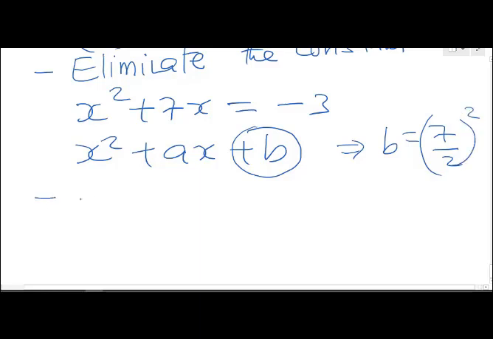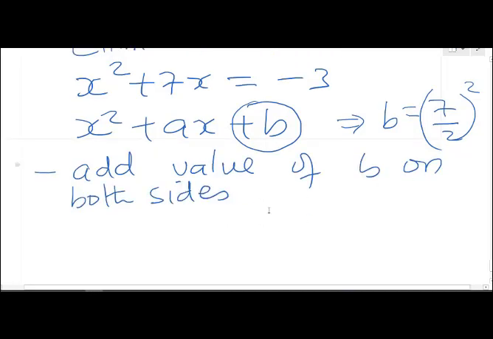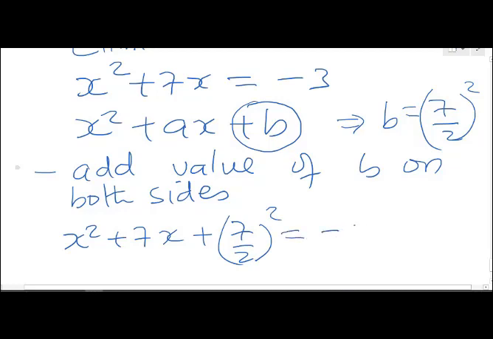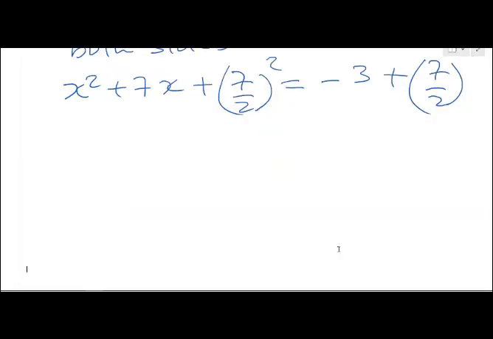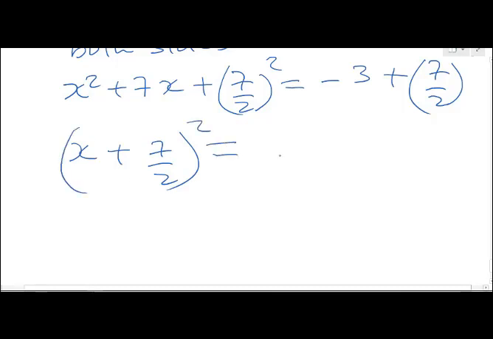Now, our step number 3 is add the value of b on both sides. And if we do so, we are going to have x squared plus 7x plus 7 over 2, everything squared, is equals to minus 3 plus 7 over 2, everything squared. So the equation we have formed, we factorize the left hand side and simplify the right hand side. We're going to get x plus 7 over 2, everything squared, and the right hand side simplifies simply to 37 over 4.